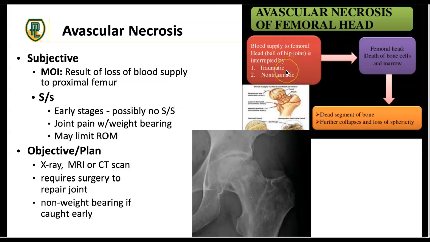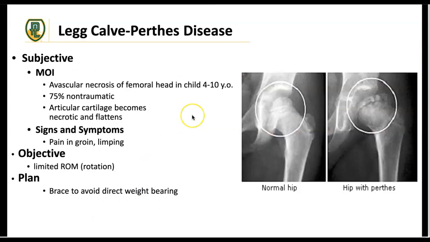So you have trauma, direct blow. You can have an indirect, non-traumatic way. But in the femoral head, what happens is the bone cells start to die. You can kind of see that there. And then it changes the shape of the femoral head. So what do we do for these patients? X-ray, MRI, CAT scan. Most often surgery is required to shave down and maybe even to restore blood flow. And then we want to be non-weight bearing if possible.